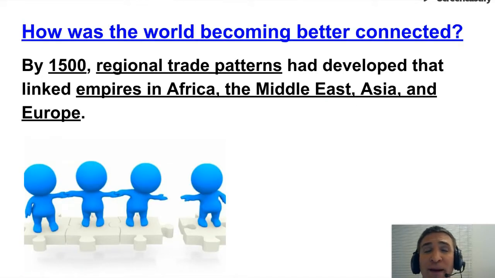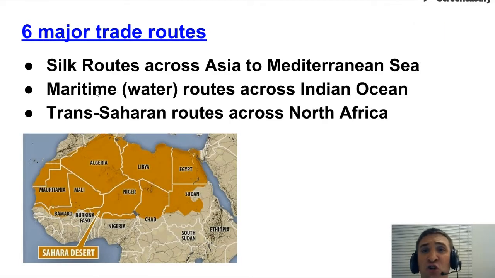How was the world becoming better connected? By 1500, the end of the Renaissance, regional trade patterns had developed that linked empires in Africa, the Middle East, Asia, and Europe. Make sure you fill in the blanks on your VidNotes. There are 6 major trade routes. Please write their names beside each bullet point. The Silk routes across Asia to the Mediterranean Sea. The maritime, which means water, routes across the Indian Ocean. And the trans, which means across, Saharan routes across North Africa.